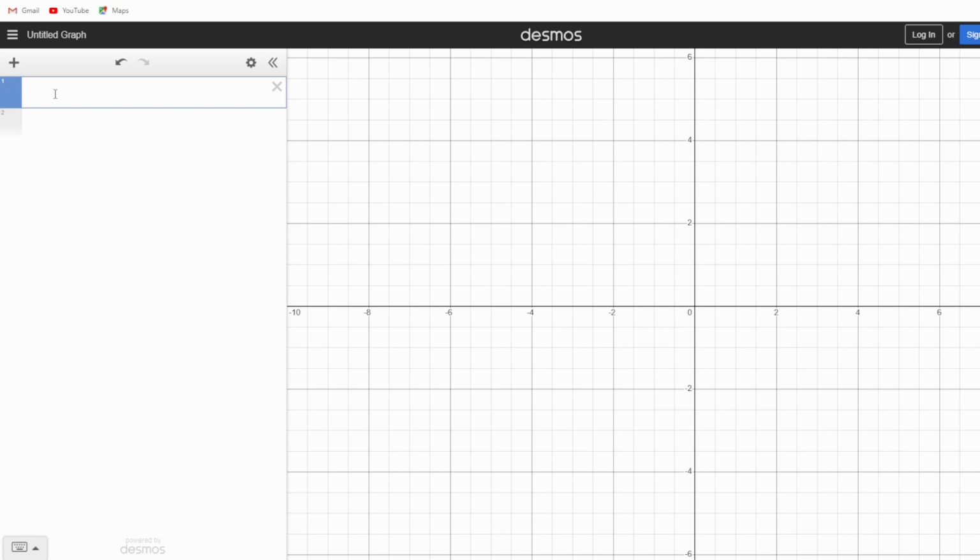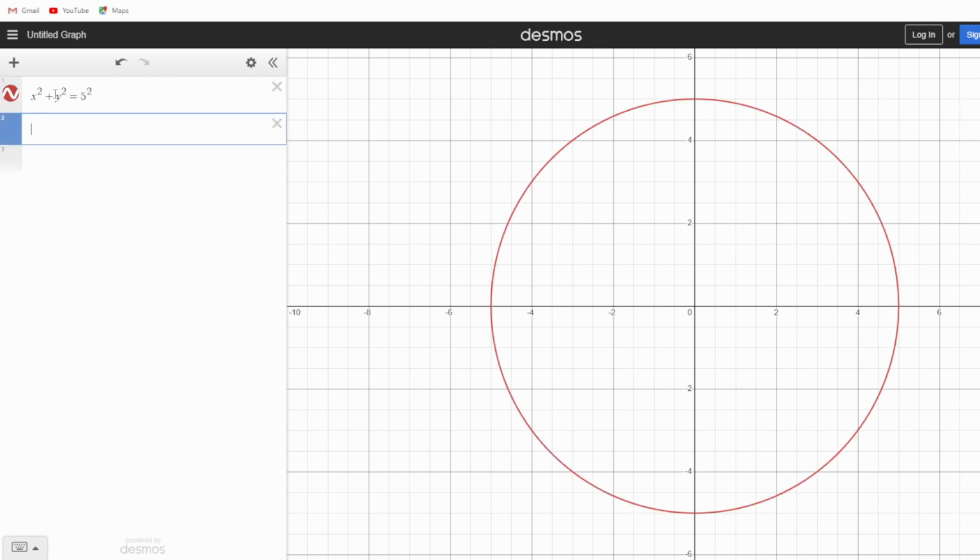Right, x squared plus y squared equals 5 squared. Oh, something just disconnected. Oh, what's disconnecting here? Keep going.